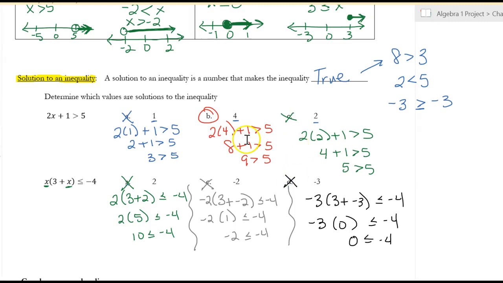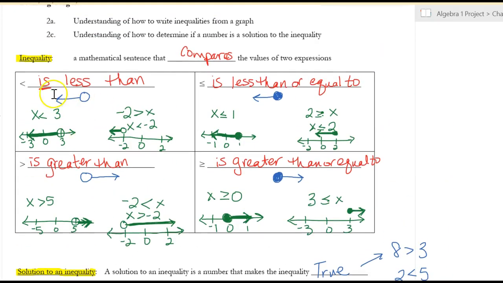Okay? All right, so the big takeaways here is if you have to substitute in, you plug it in. And if it's true, it's a solution. And if it's false, it's not. And then up here, remember, if it's underlined, it's a closed circle. If it's not underlined, it's open. And remember, less than goes to the left and greater than goes to the right.